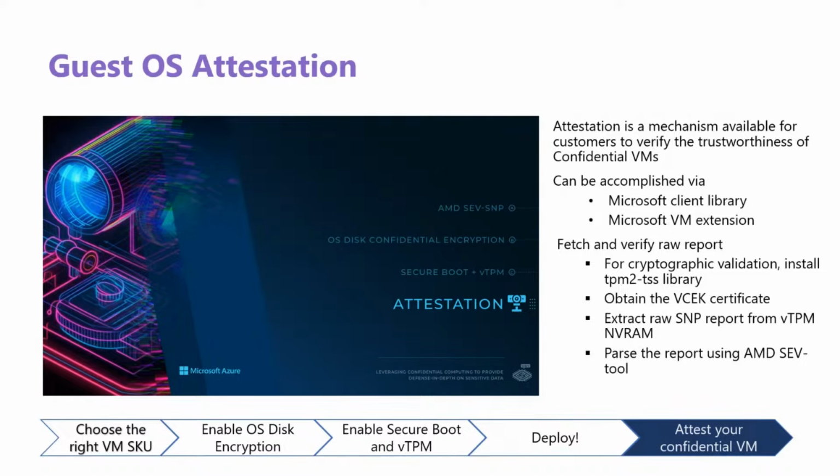So once the confidential virtual machine boots up, customers might want to know whether they are indeed running their virtual machine on the right hardware or not. Attestation is a mechanism which helps customers verify the trustworthiness of that confidential virtual machine. There are several ways to accomplish this guest OS attestation. One is through the Microsoft Client Library, and the other is by leveraging the Microsoft VM extension. In either case, the library or the extension collects the necessary attestation information from the guest VM and then passes that information to the Microsoft Azure attestation service, which validates whether it is indeed running on the right hardware and with all the settings on or not.